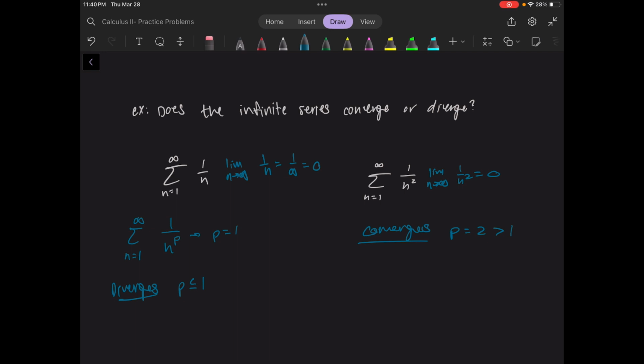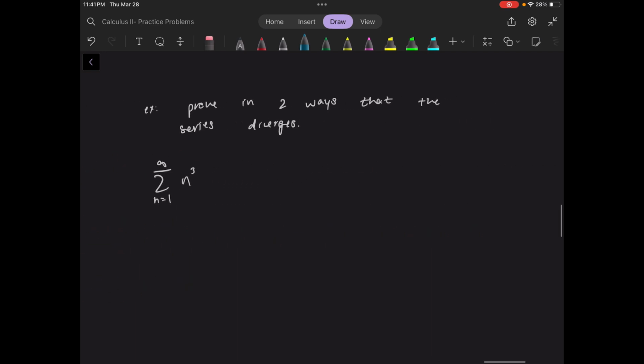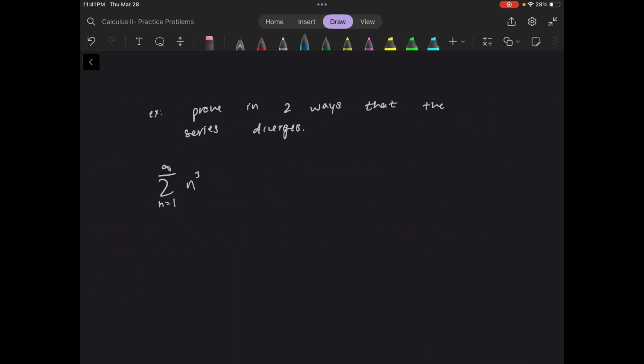So p-series, telescoping series, and geometric series are kind of the only series where we can quickly see if they converge. From here on out, the section gets pretty challenging. So let's look at this one. Prove in 2 ways that the series diverges.